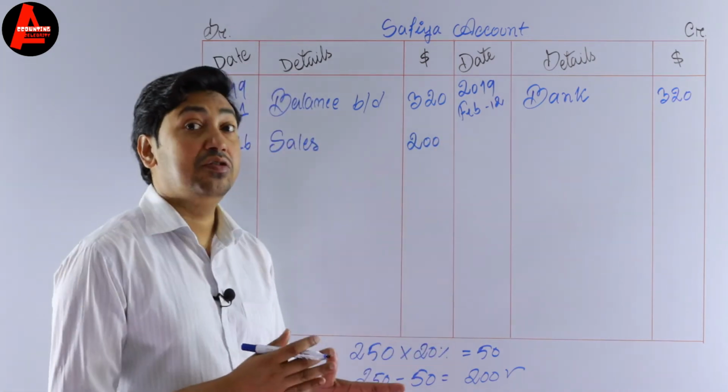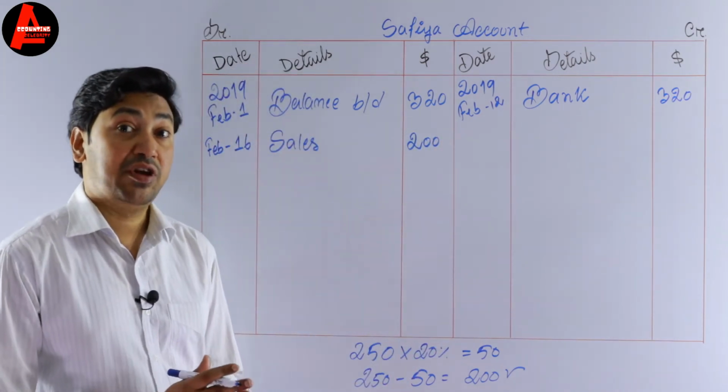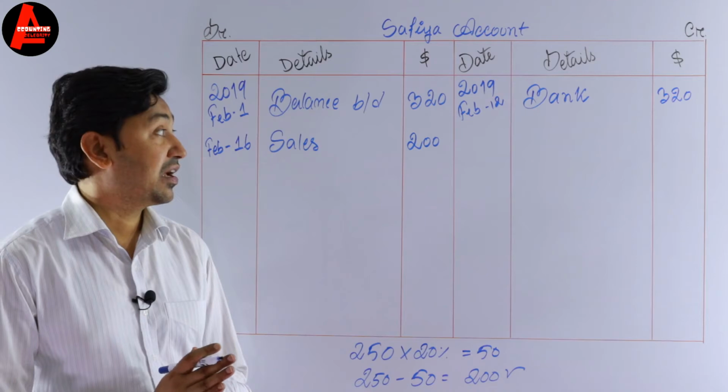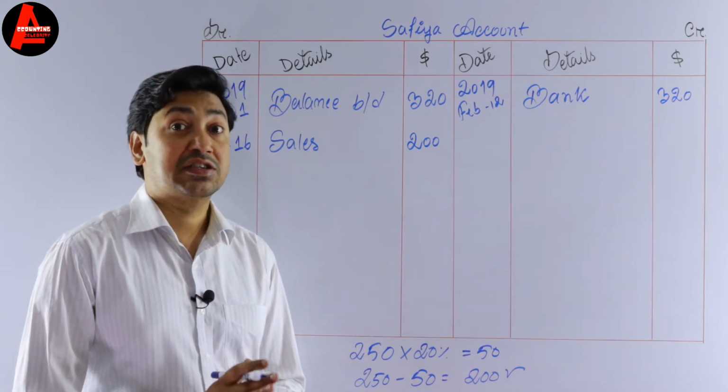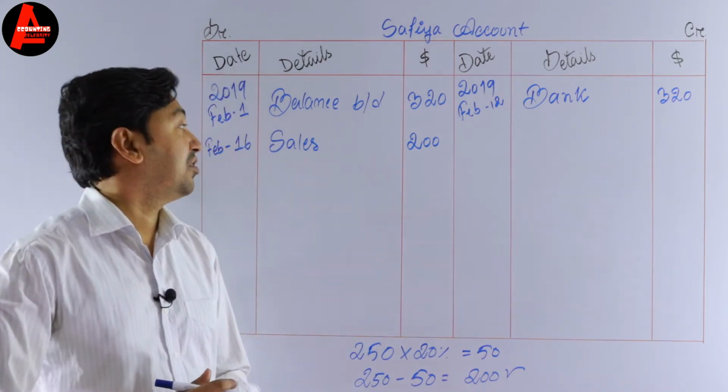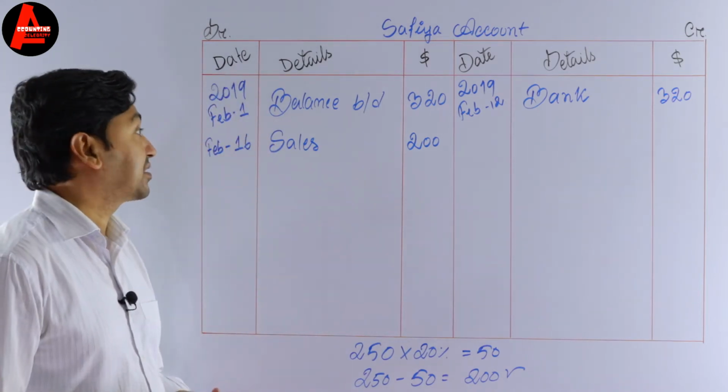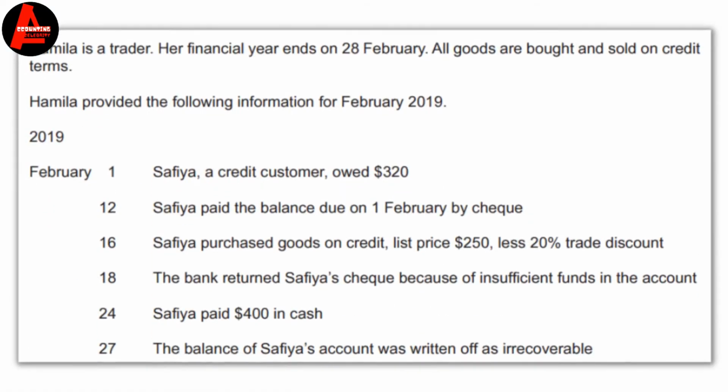We see many of you do not subtract the trade discount. Okay, it is a mistake. Don't forget, trade discount does not include in the ledger. Okay, very good. So February 16 is done. What is next one? It is February 18.